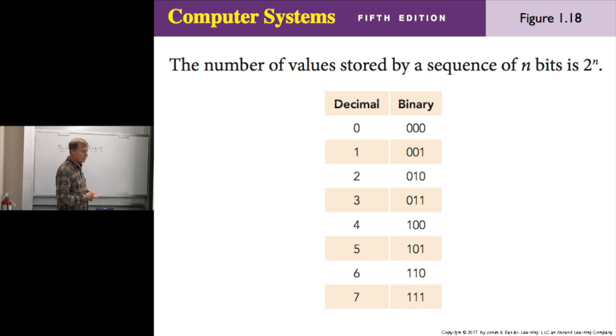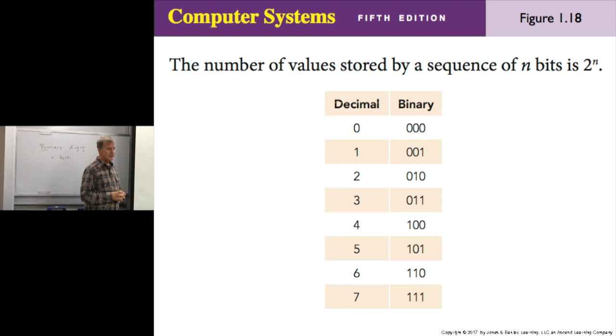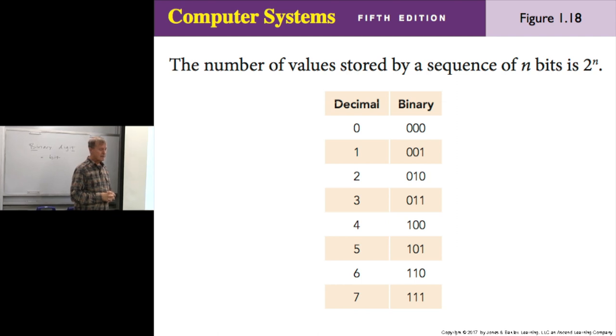Now here in figure 1.18 we have an example of a principle that tells us how many values can be stored in a sequence of bits. In this example, how many bits are there in that column on the right? There are 3 bits, right? And so how many possible combinations of 3 bits are there? It could be 000, 001, 010, and so on. There are 8 of them, right?